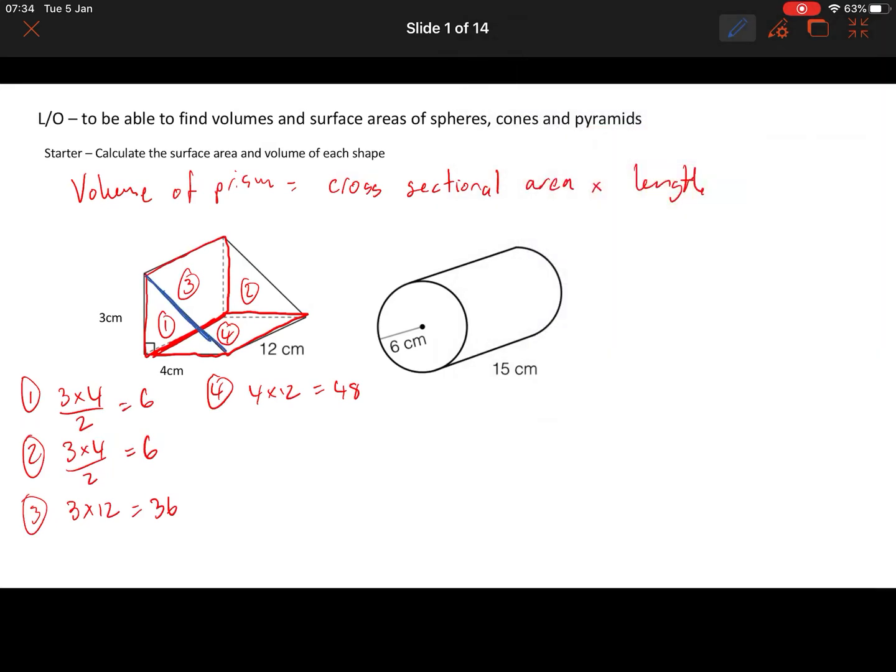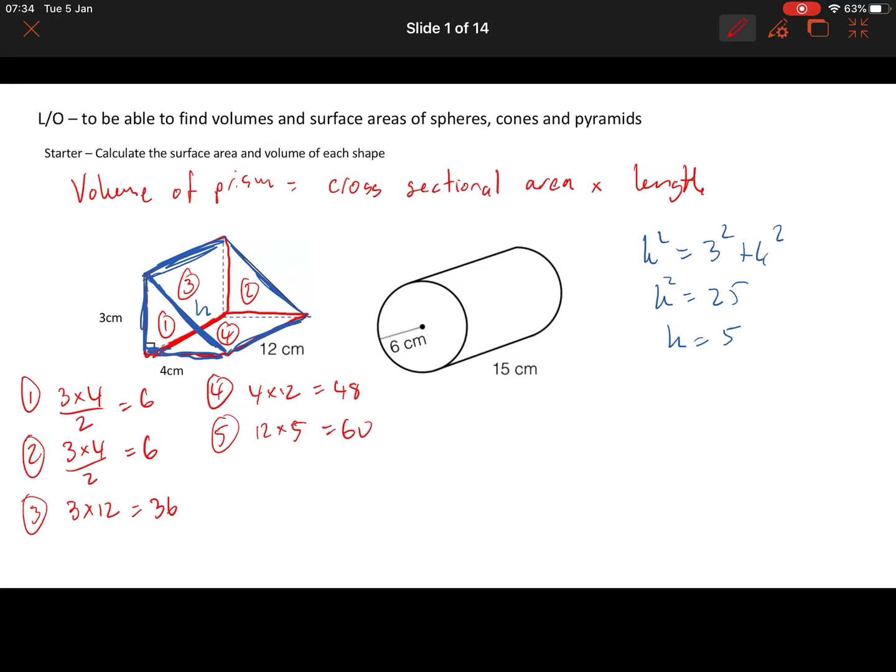Okay, now I've got another rectangle here on the top, sort of a sloping rectangle. So the area of that, base times height, well, I know the base is 12, but I don't know what the height is. But I can use Pythagoras' theorem to work it out, because this is a right angled triangle. So let's call the height h. h squared equals 3 squared plus 4 squared. So h squared equals 25, h equals 5. Okay, so the height of this rectangle is 5, so it's a 12 by 5 rectangle, which is 60.